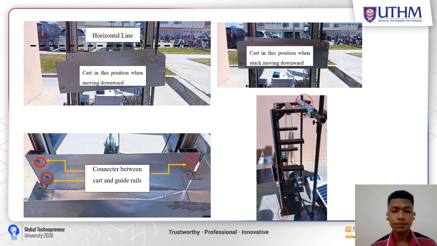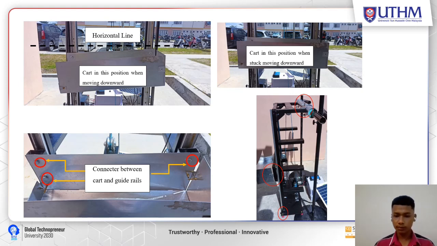For the first figure, we can see the position of the cart for downward movement, and we can see it is tilted to the left. The second figure shows the position of the cart when it cannot move, because the cart catches on the guide rail. As you can see in figure number 3, I was using just three joining bolts to join the cart and the cart structure, because when I joined using 4 bolts, the cart cannot move at all.